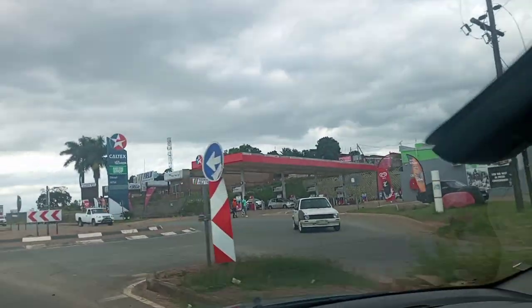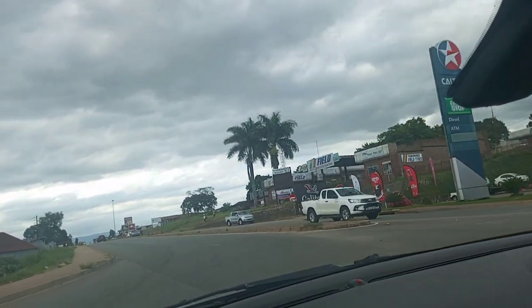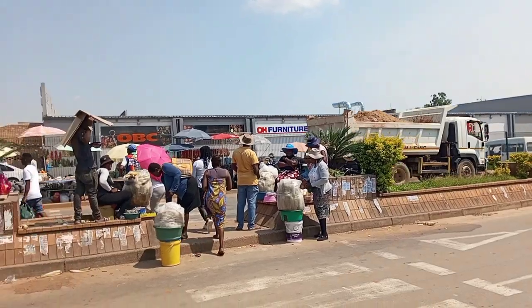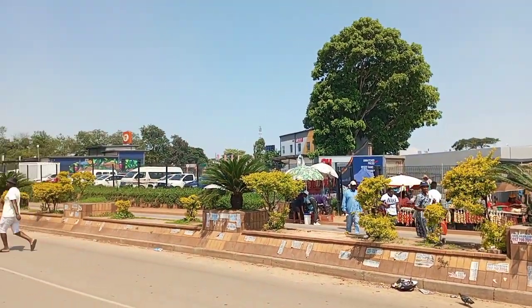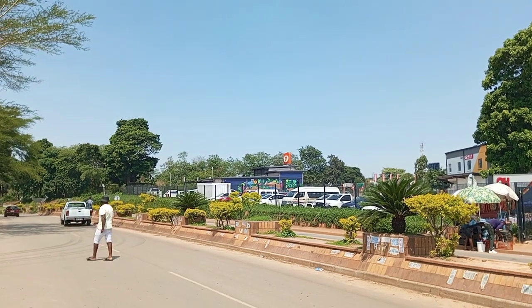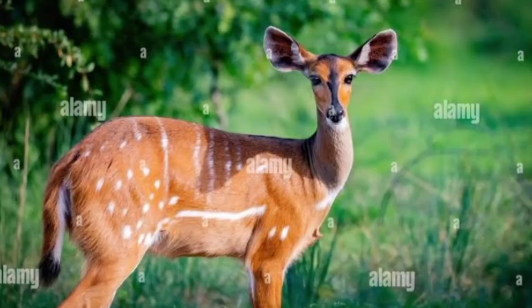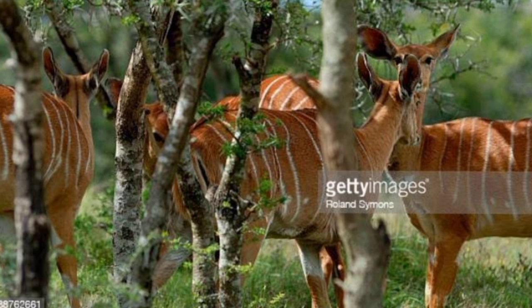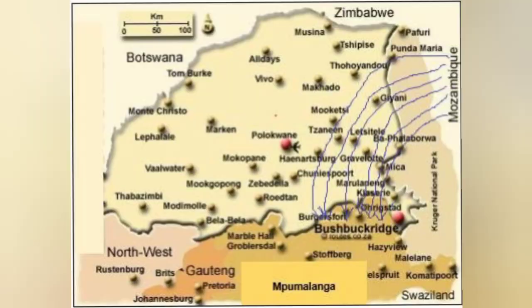Bushbuckridge, also known as Mpumalanga, is the main town in Bushbuckridge local municipality in Ehlanzeni district, Mpumalanga, South Africa. It grew around a trading store that opened in 1884 and is named after the large herds of bushbuck found here in the 1880s and a prominent ridge in the southern part of the municipality.